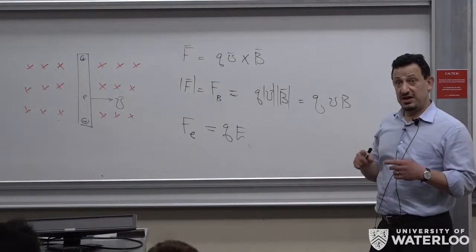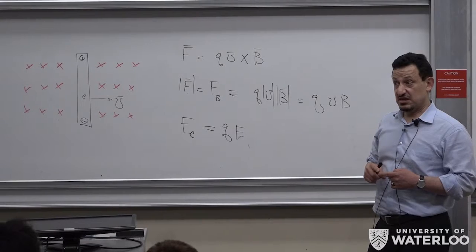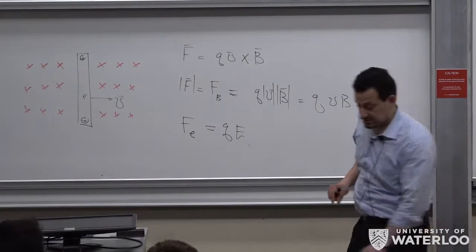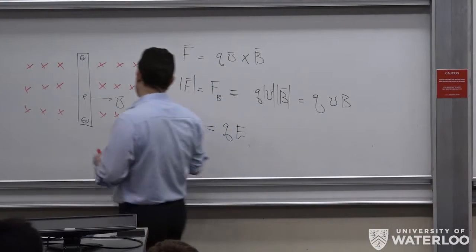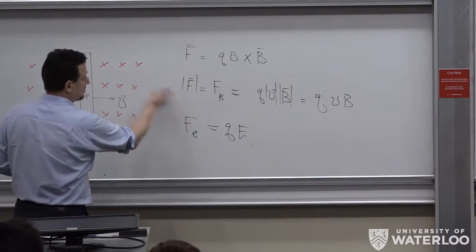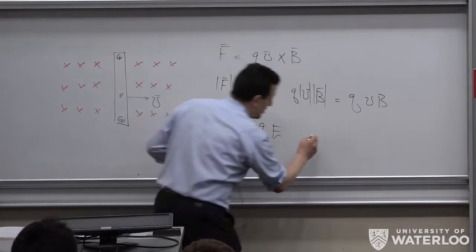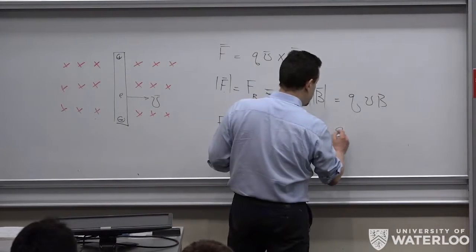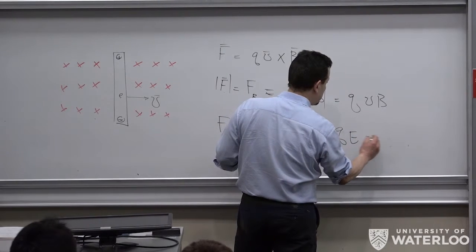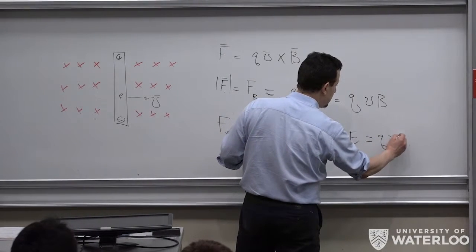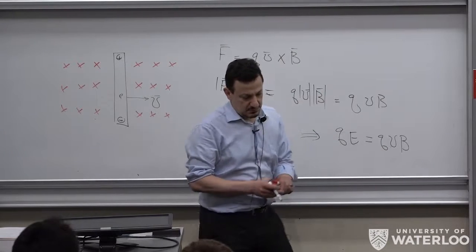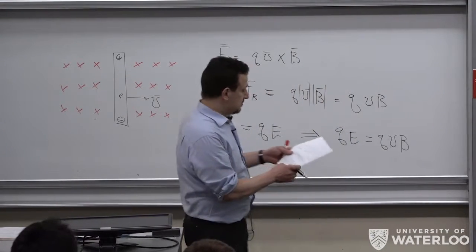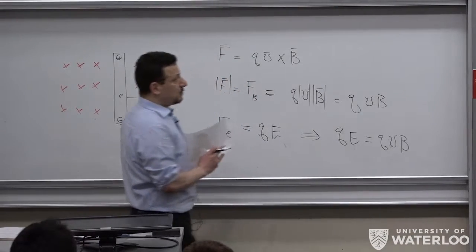If you pull it with a non-constant velocity, yes, a similar phenomenon takes place. But right now, we're doing it with a constant velocity. All right, so we have this force equals the other one. So both forces must be equal. So we end up with QE equals QVB. Right? QE equals QVB.